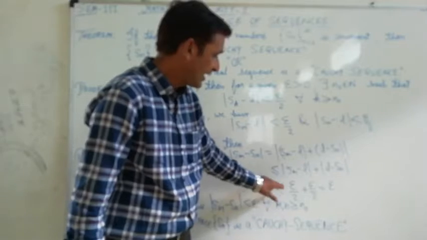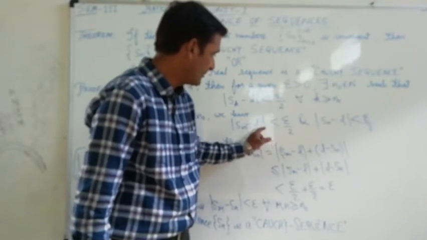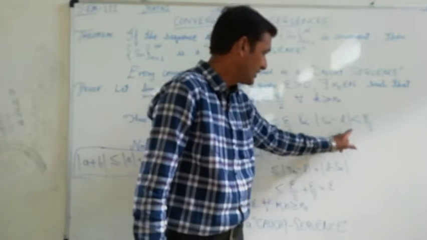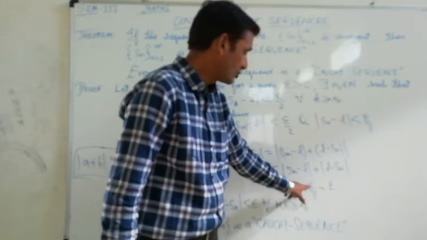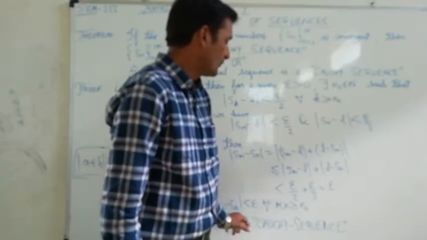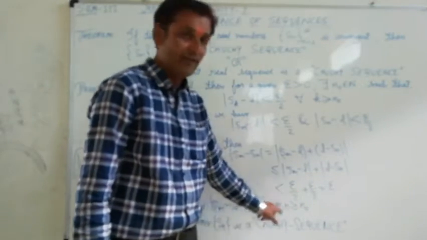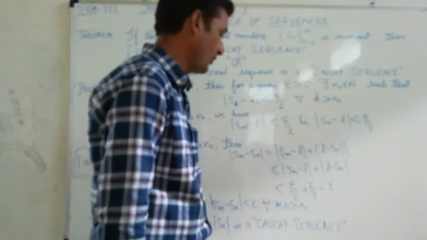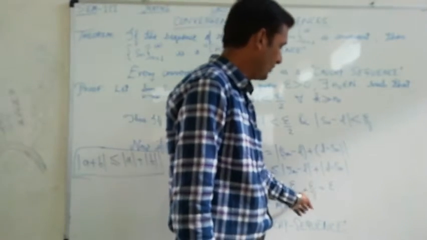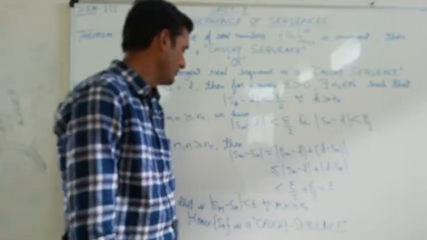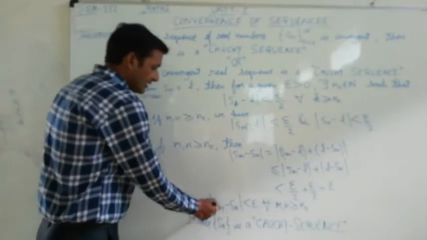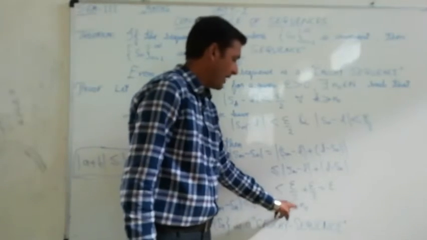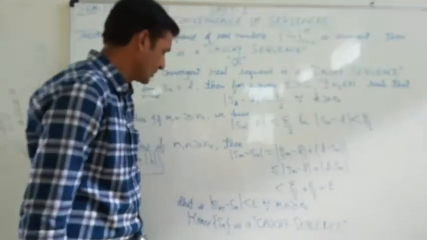So that can be written as mod of Sm minus L is less than epsilon by 2, and mod of Sn minus L is also less than epsilon by 2. So epsilon by 2 plus epsilon by 2, if we take LCM, then 2 will be the LCM. So epsilon plus epsilon, that is 2 epsilon upon 2, that 2 will be cancelled, then it equals epsilon. So that is, mod of Sm minus Sn is less than epsilon for all m, n greater than or equal to n0.